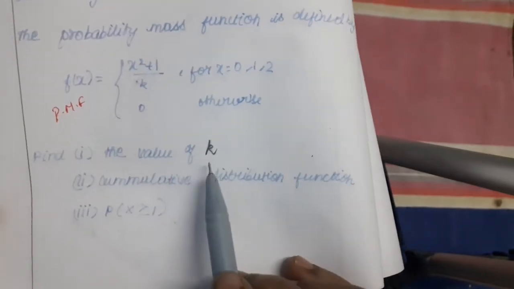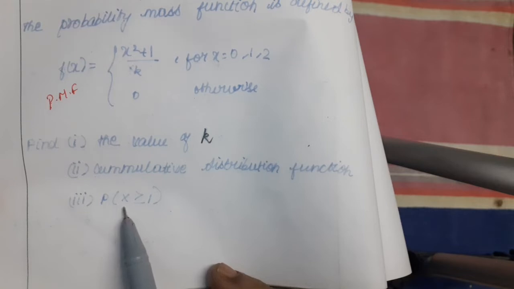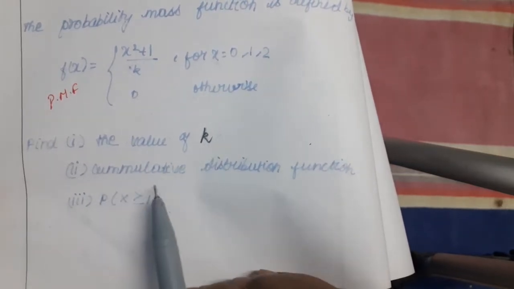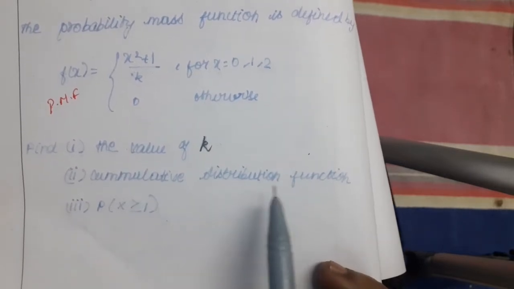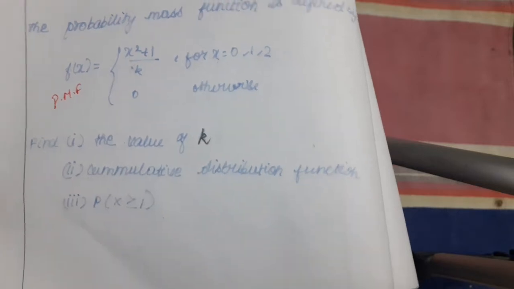So what are the values we are going to find? First we find the value of k. Next one is what? Cumulative distribution function. Third subdivision is what? Probability of x greater than or equal to 1. First we are going to find the value of k. Next we find the CDF, cumulative distribution function. Third one is what? Probability of x greater than or equal to 1.